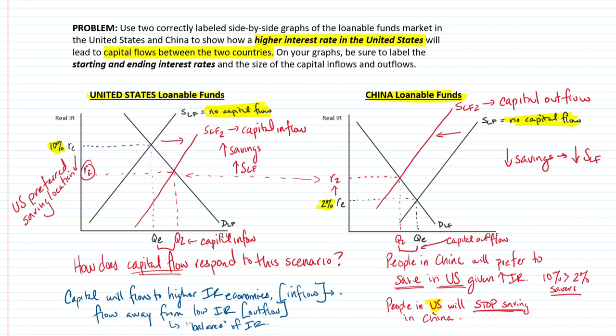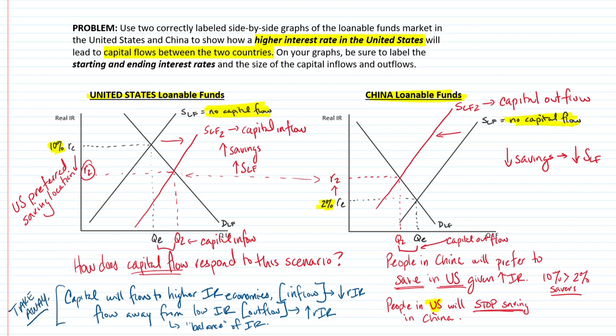An economy that experiences an inflow will begin to see a decrease in the real interest rate. An economy experiencing an outflow will begin to see an increase in the real interest rate, in the case of the United States and China, as we just put up here. So that is your big takeaway.